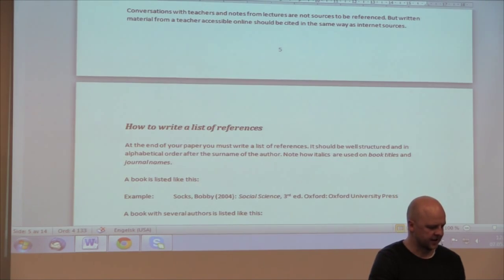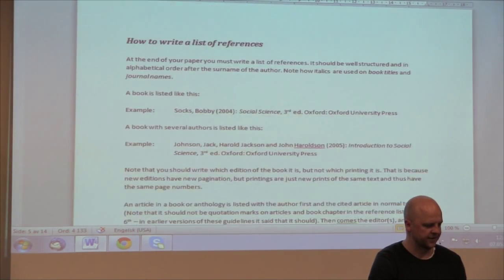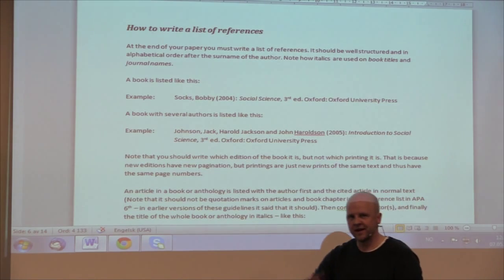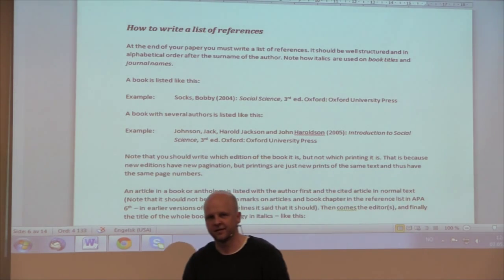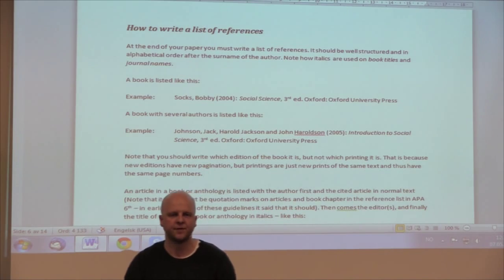So that was in-text citations. So now we move on to the list of references. You make the list of references and you make it alphabetical, ordered by the surname of the authors.